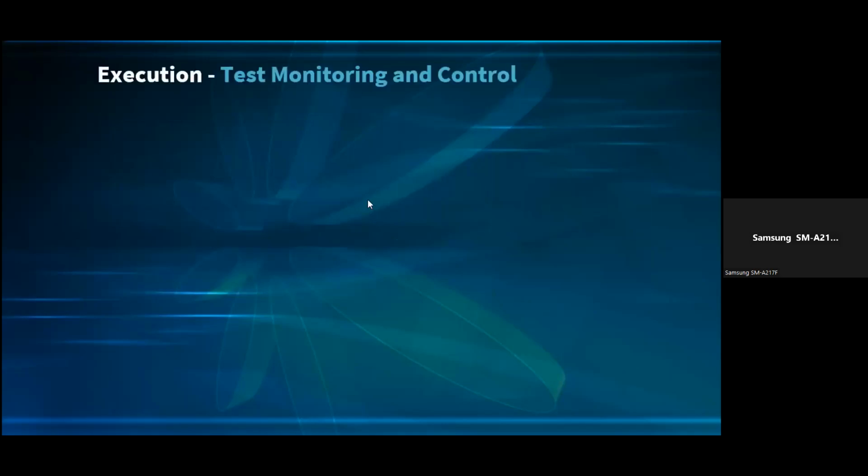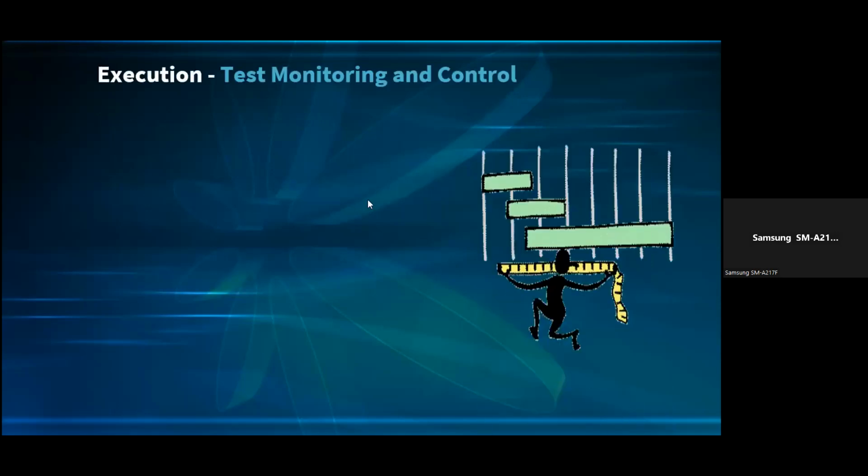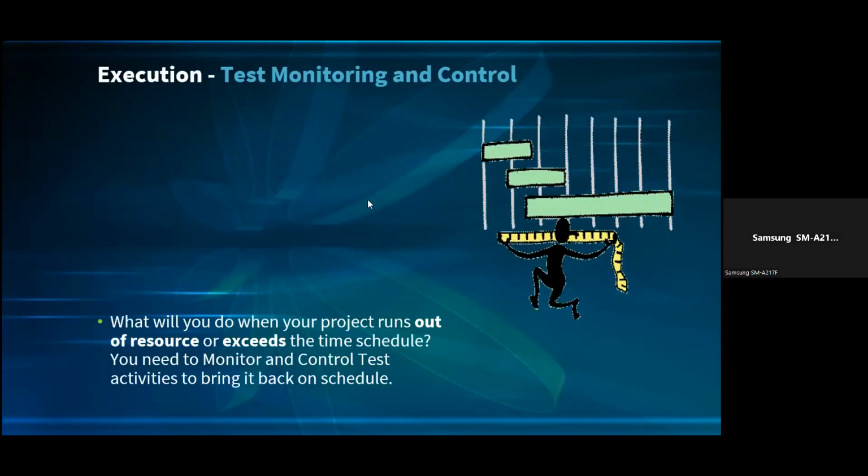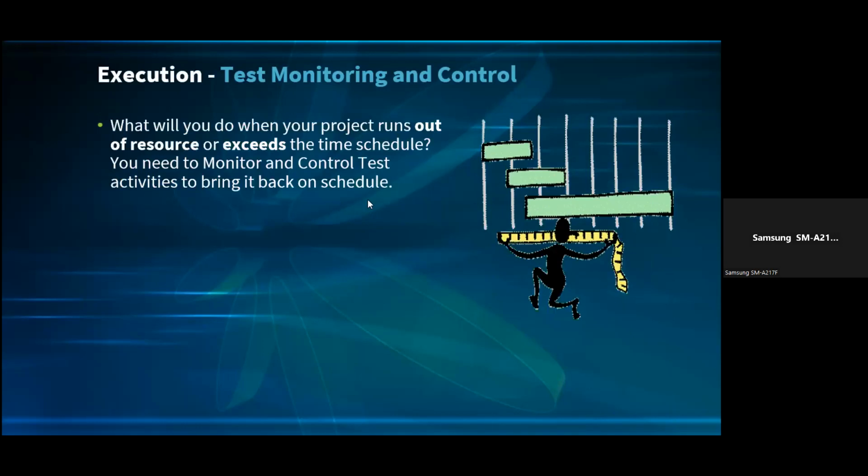So the next one is the execution phase, and we are going to be talking about test monitoring and control. What will you do when your project runs out of resource or exceeds the time schedule? You need to monitor and control test activities to bring it back on schedule.